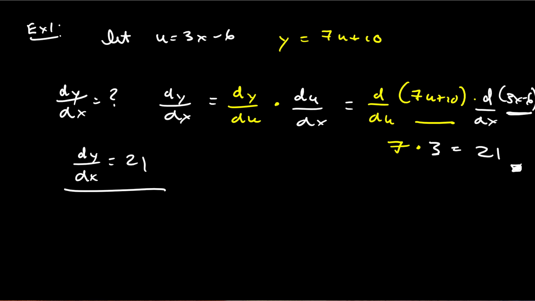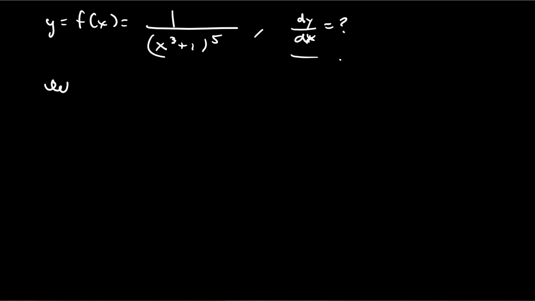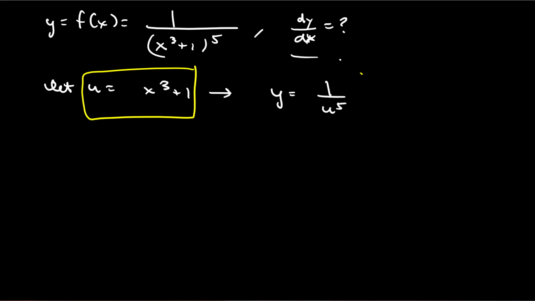Let us look at another example. Suppose I had y equals f of x, which is equal to 1 all over (x cubed plus 1) to the 5th. And I was asked to find dy by dx. We can simplify finding the derivative of this function by doing a substitution and saying let u equal x cubed plus 1. Then this would imply that y is 1 over u to the 5th. Therefore, now we have two functions. We have u equals x cubed plus 1, and we have y equals 1 over u to the power of 5. That is, u is a function of x, and y is a function of u.